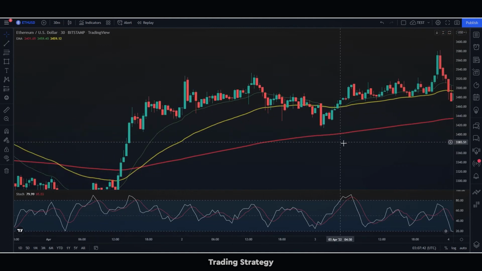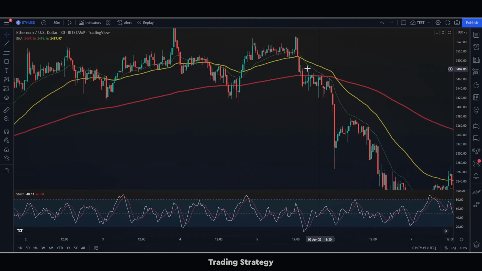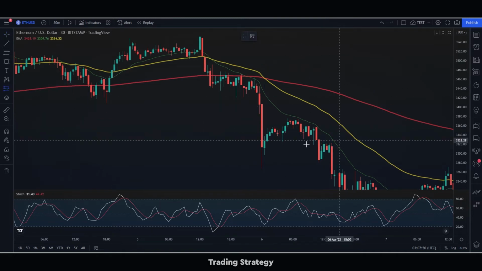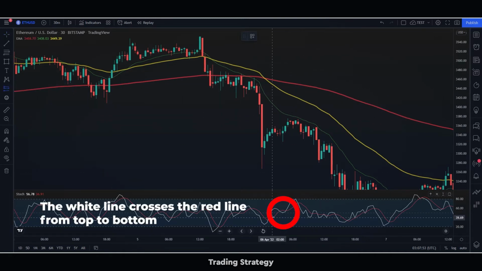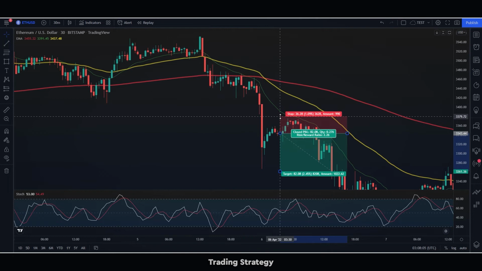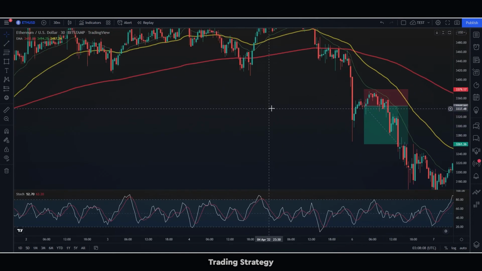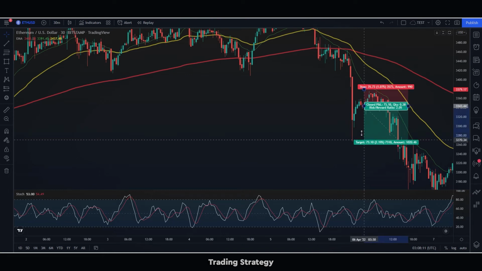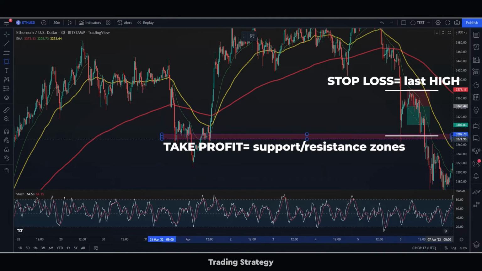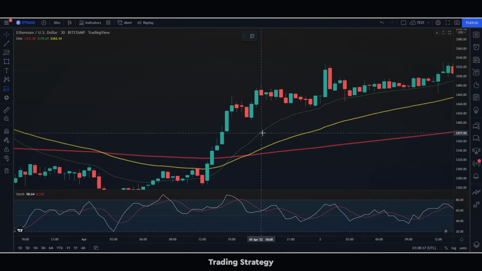Let's look at an example of a sell operation. The first thing we will have to do is find a downtrend, that is, the green EMA below the yellow one and the yellow EMA below the red one. Once we find it, we will notice that in the stochastic, the white line crosses the red line from top to bottom. If this is so, we will perform a sell operation. We will put our stop loss at the last maximum and our take profit at some support or resistance zone with a minimum risk-benefit ratio of 1:1. That is, we risk 1 to try to get 1. Let's see some more examples.